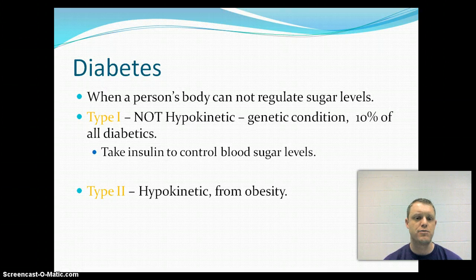The body is basically saying, wait a second, I'm carrying too much adipose tissue, and now I cannot function. The weird thing about type 2 is that it's reversible. Type 1 is not. Type 1 is a genetic condition. Type 2 is reversible if you increase your activity and start to eat well. You see that in The Biggest Loser all the time. They go from having type 2 diabetes to not having diabetes.